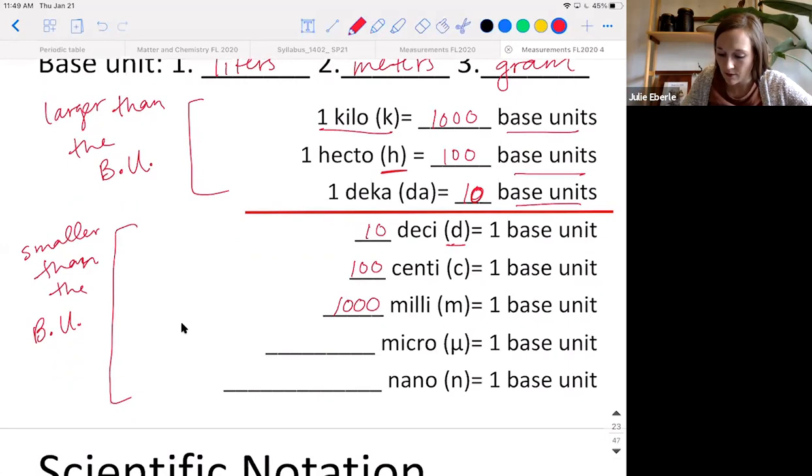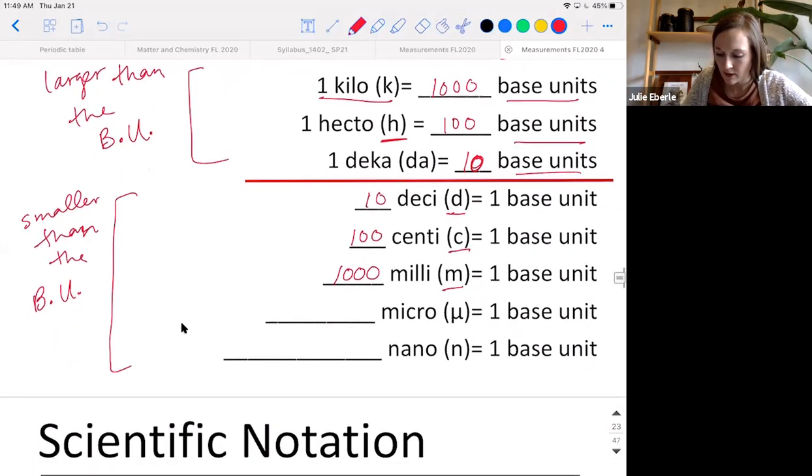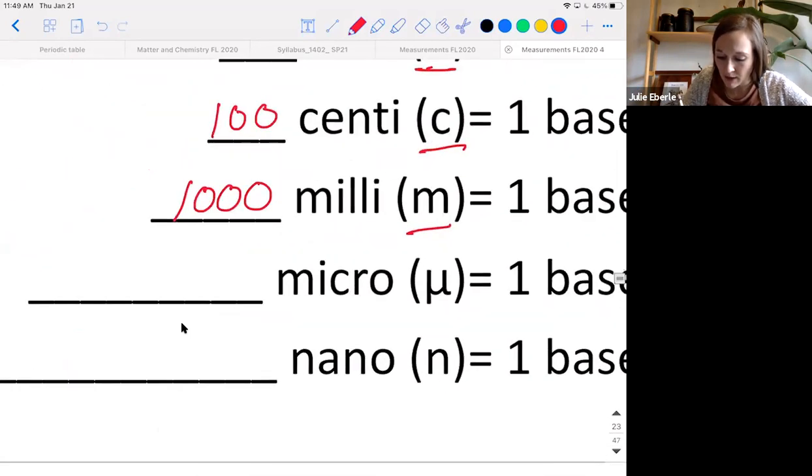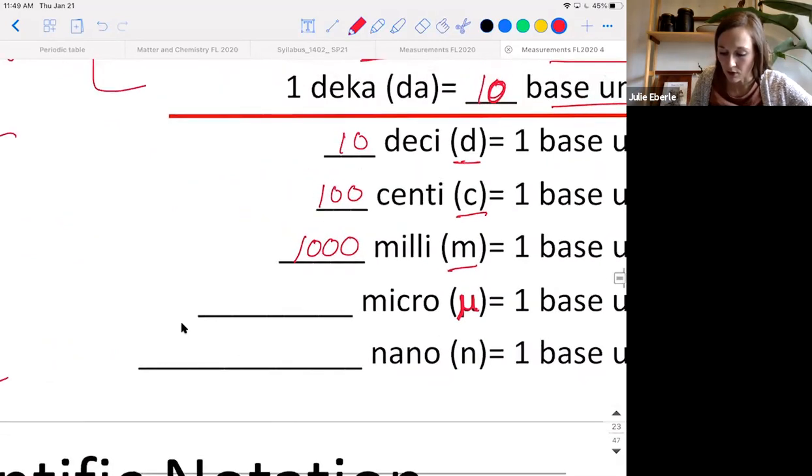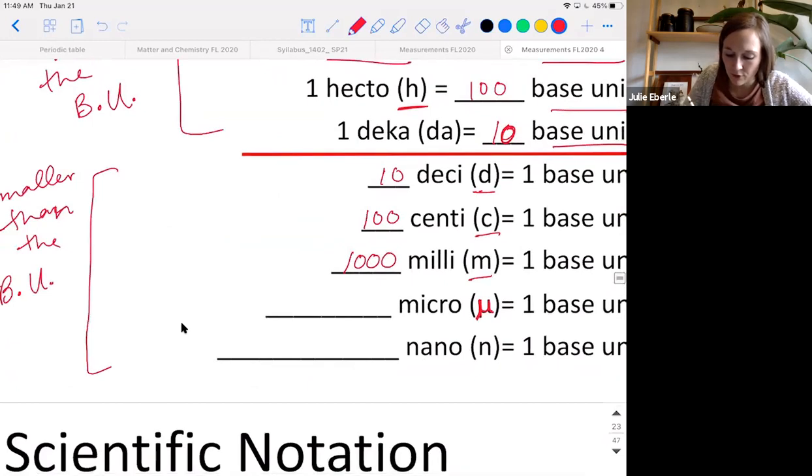Micro, notice, and by the way, I haven't been pointing out the abbreviations, but centi is a lowercase c, milli, lowercase m. Micro, I want to point out this abbreviation. It's a U, but don't forget the tail on the front here. It has this extended tail. That's important, don't just write U. Okay, a micro, there's a million. So you can either write 10 to the 6th if you want, or you can write a million. So micro is really small. So as we're going down, we're getting smaller and smaller and smaller.